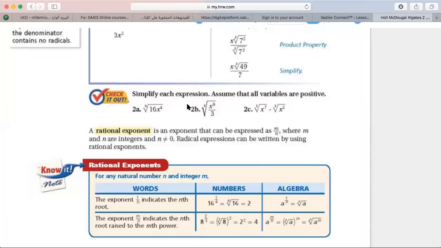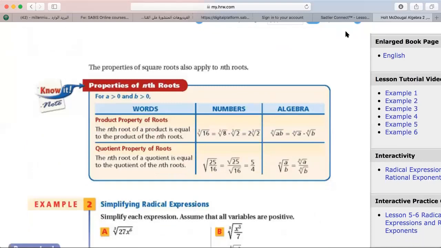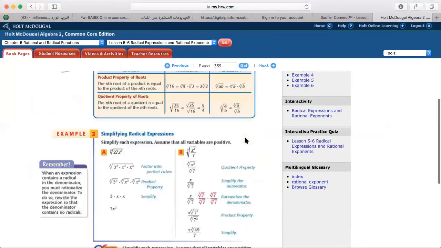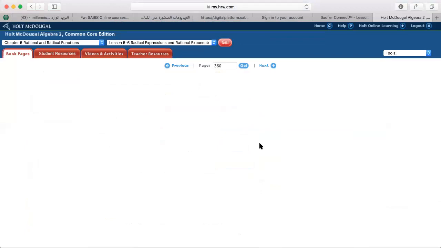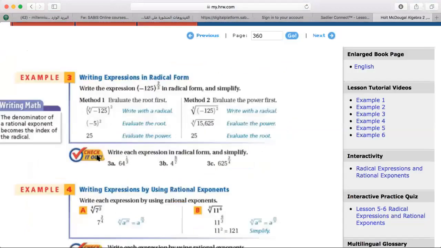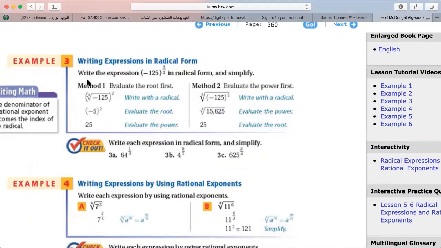Okay, girls. So let's go to the second page to solve more examples for this rule. Writing expressions in radical form. Write the expression negative 125 to the power 2 over 3 in radical form. How am I going to write it in radical form?